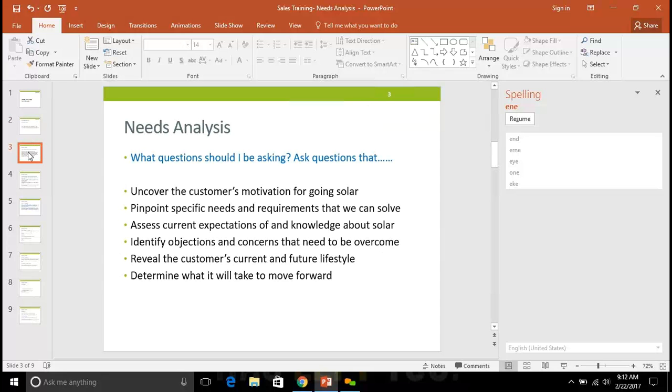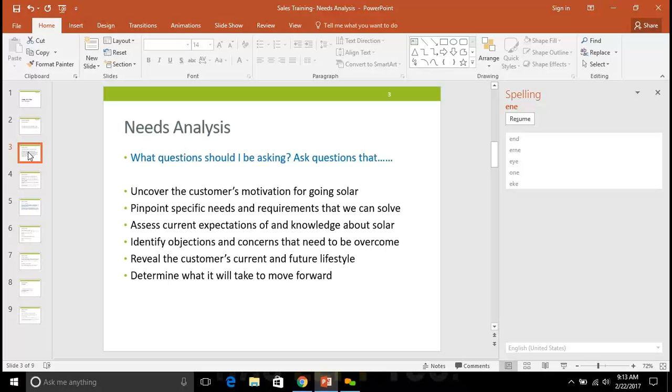And so on the next slide, it talks about what questions you should be asking. And really, the questions that you should be asking are around these next few points here. Number one, questions that uncover the customer's motivations for going solar. I think it's probably a good thing to know why a customer is even considering looking at it, what their expectations of solar are.